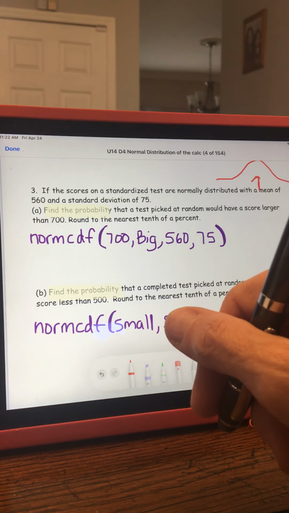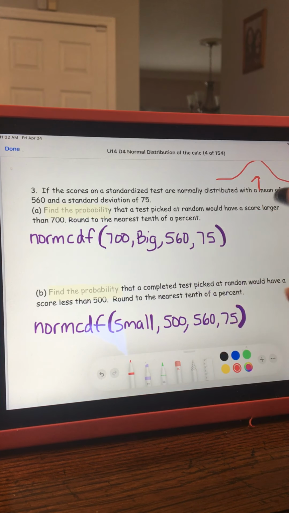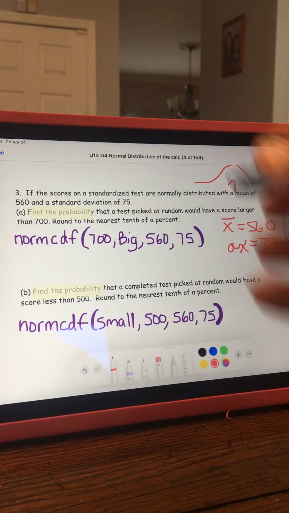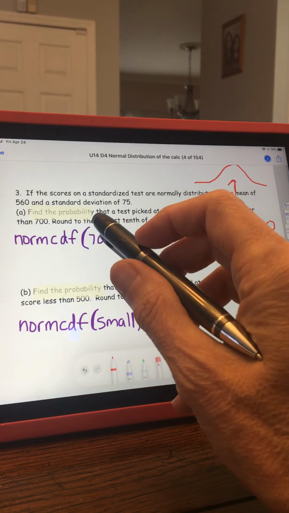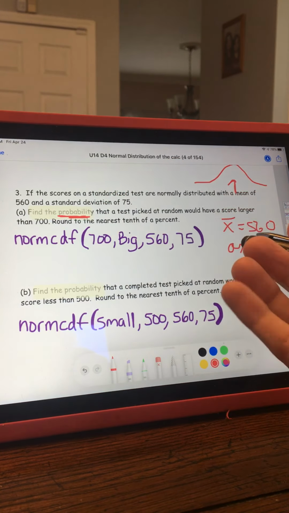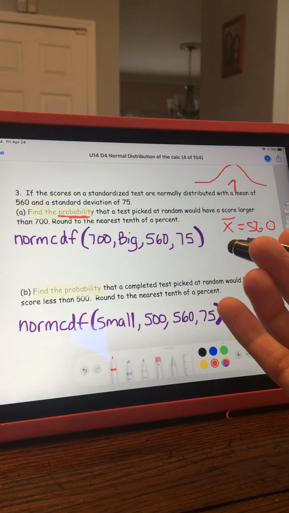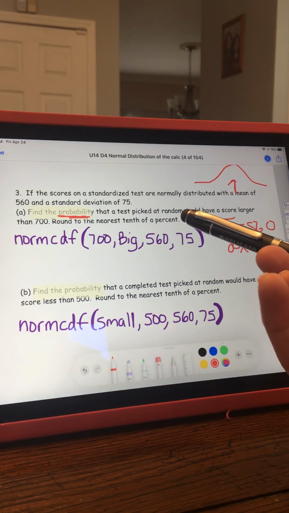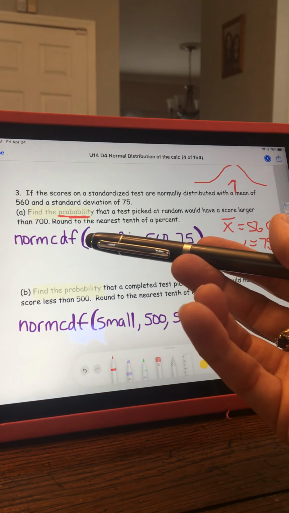Okay, so if the scores on a standardized test are normally distributed with a mean of 560 and a standard deviation of 75, I'm just trying to make sure you see this good. Okay. Find the probability. So I'm asking for a P again. Remember, so a probability can also be written as a fraction, as a decimal, as a percent. Find the probability that a test picked at random would have a score larger than 700.